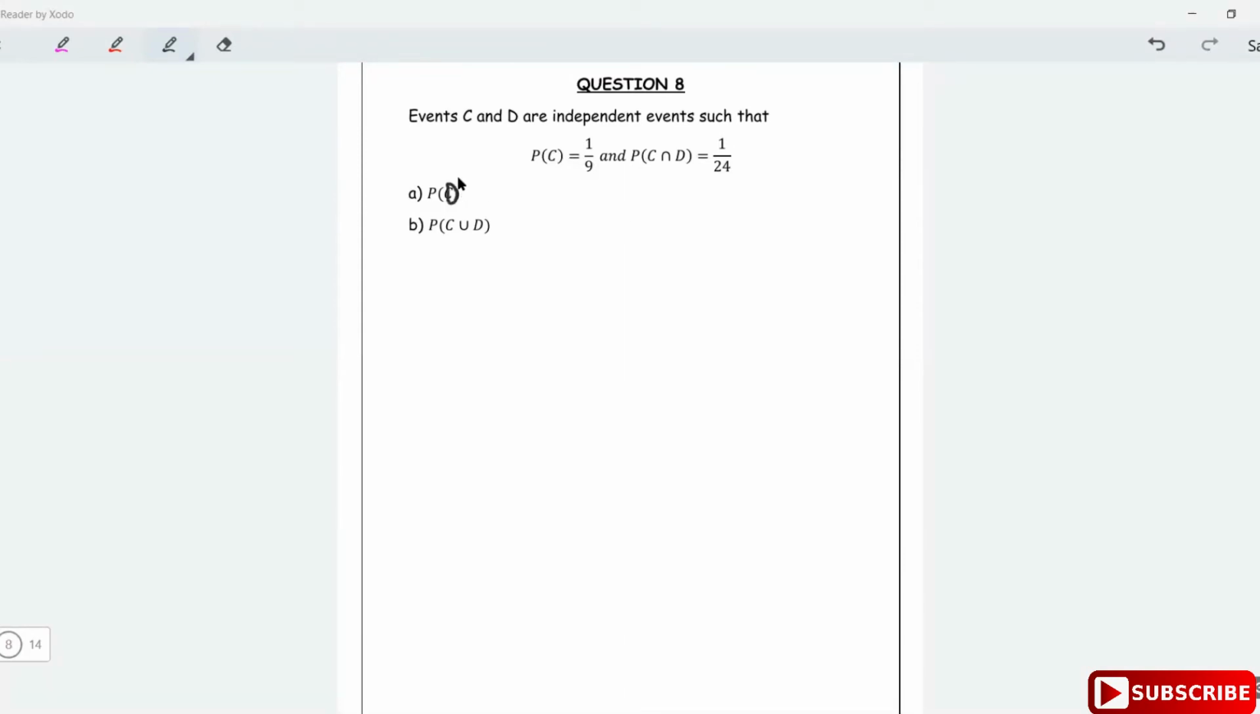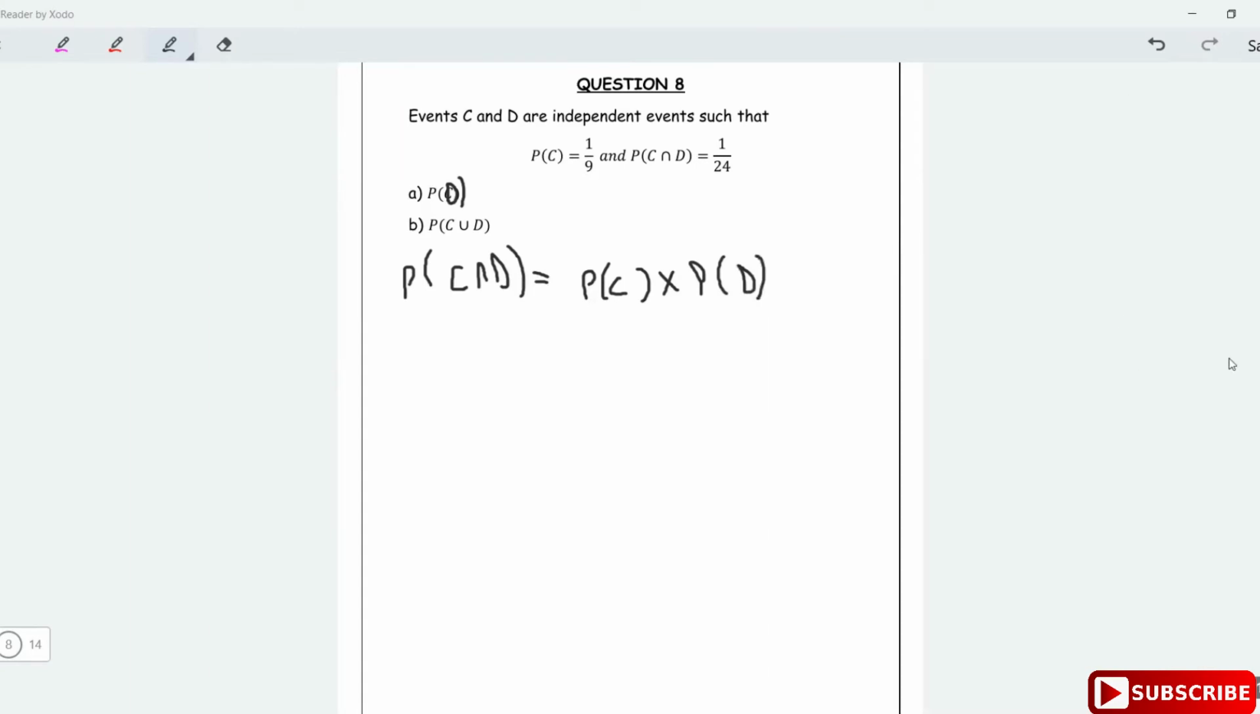Well, to find the probability of D, it's better to start with what we know. We know the probability of C intersect D, since they're independent, is equal to the probability of C times the probability of D. This is what happens when two events are independent.